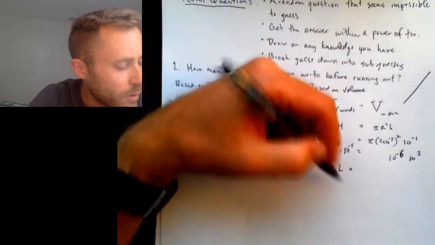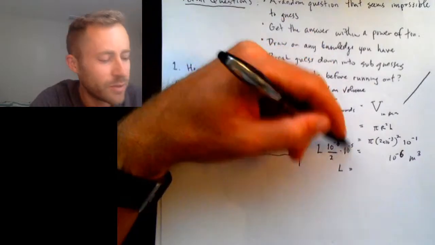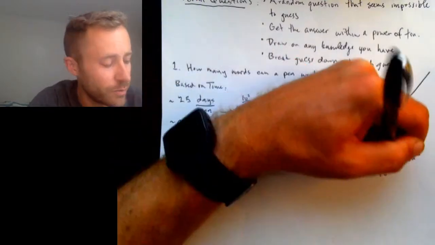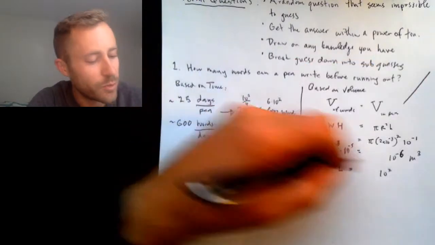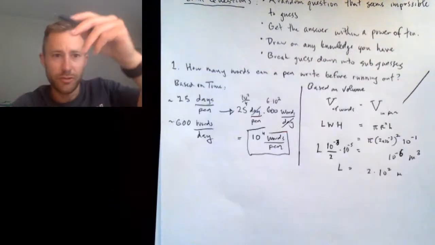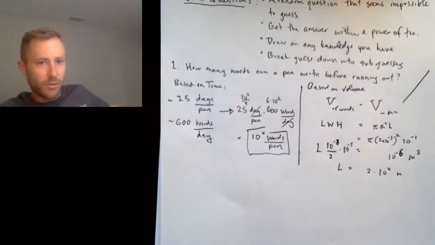okay, is equal to, so I have 10 to the minus 6. This is 10 to the minus 8. So I divide that over and I get 10 to the 2. And then I multiply the 2 over. So I think that a pen can write a single line that is 200 meters long before running out.